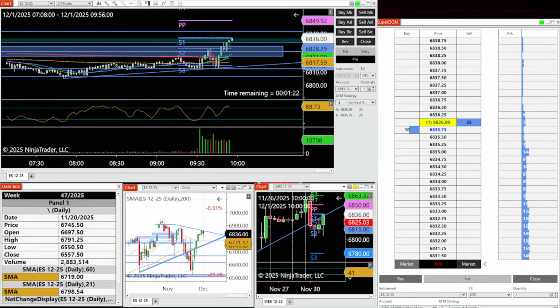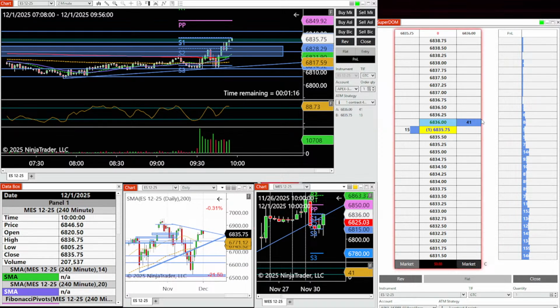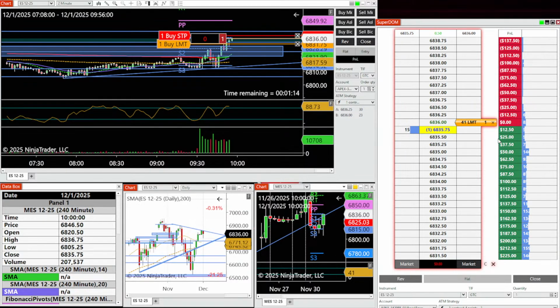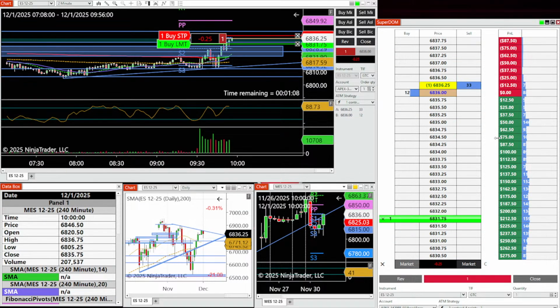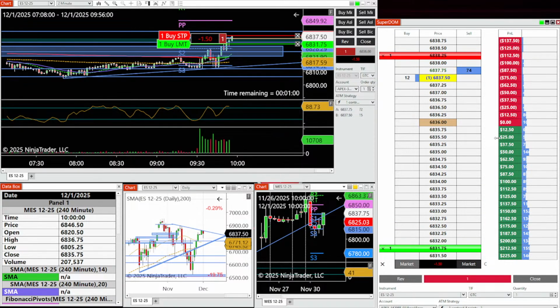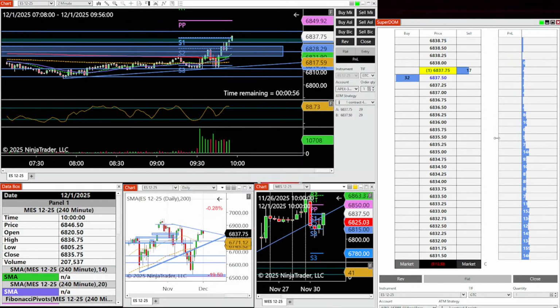We touched 36. I'm going to take a short here. I'm going to see if we get a little pullback at, no. Nope, still running. Want to test 40. Okay.